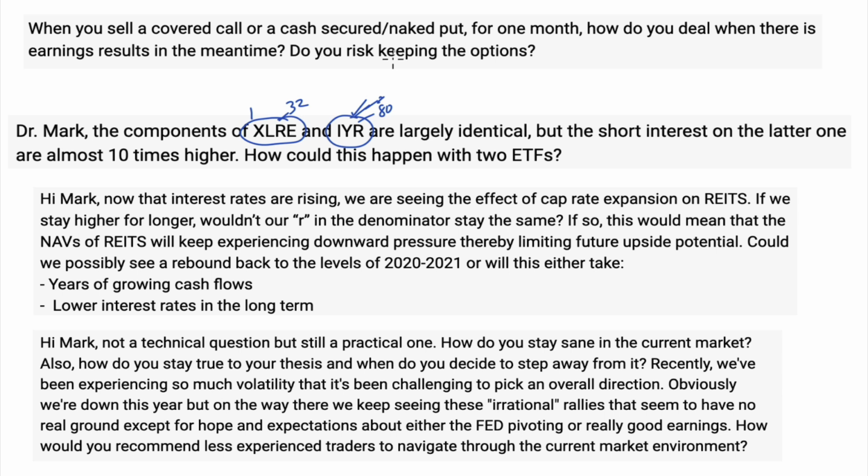Let's see. Now that interest rates are rising, we are seeing the effect of cap rate expansion on REITs. Yes. If we stay higher for longer, wouldn't our R in the denominator stay the same? Well, the R would rise, yes. If so, this would mean that NAVs of REITs will keep experiencing downward pressure, thereby limiting further upside potential.